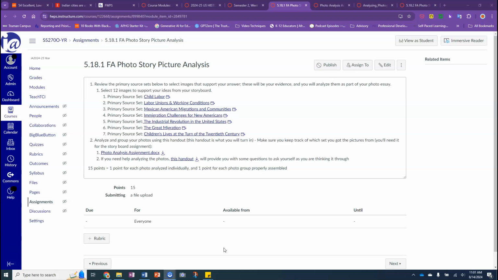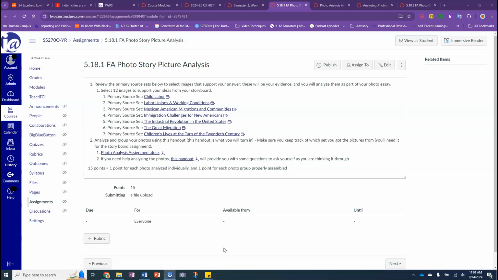So the first part of putting together a photo story after you've picked a topic, right, and ours is going to be really the late 19th century, immigration as much as anything else, is to start picking the photos that you're going to include as part of your story. They're going to be the evidence that you're analyzing as you're going through and doing this.